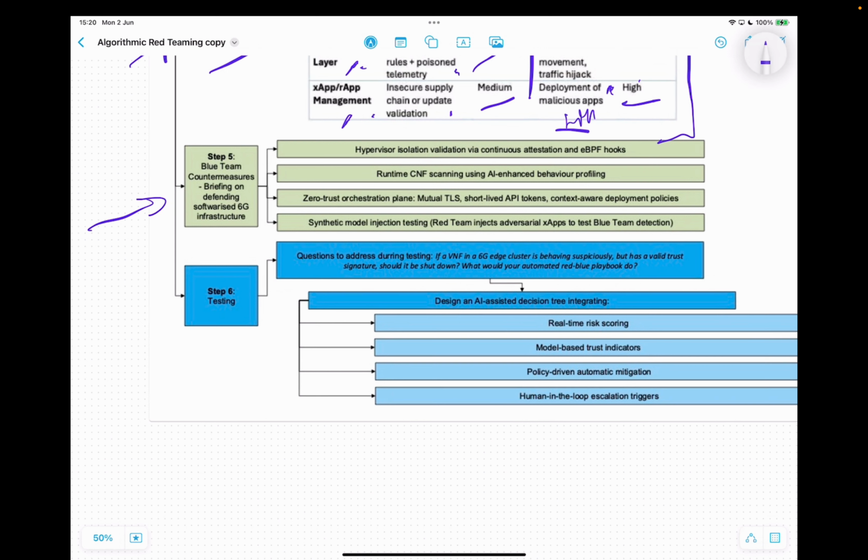Step number 5. These exercises are getting slightly long. One exercise per day is enough. Third exercise for today that I'm doing. Step 5, blue team countermeasures.